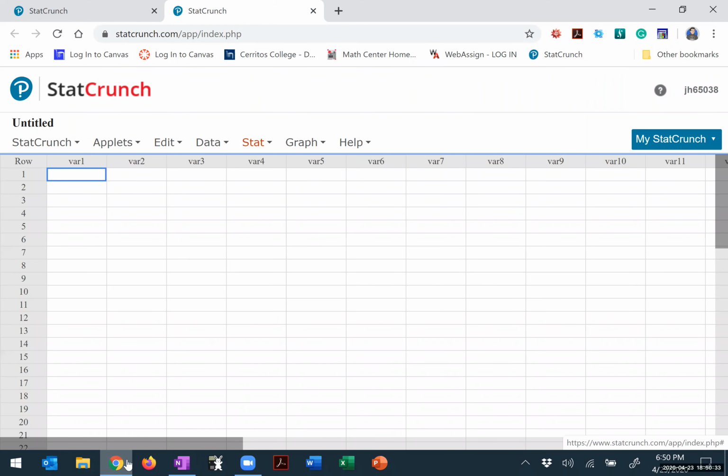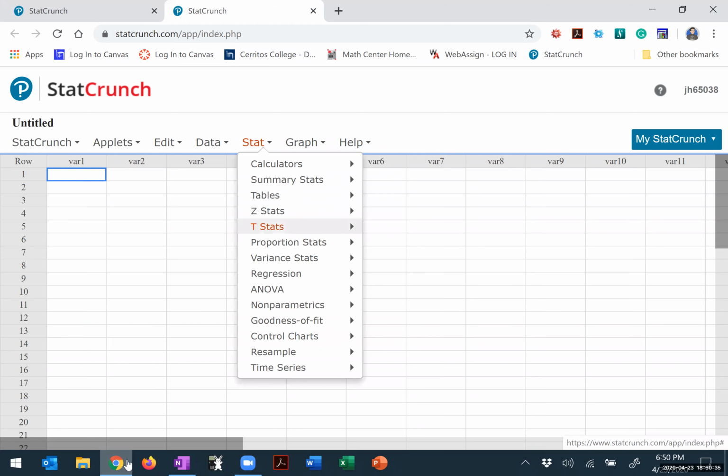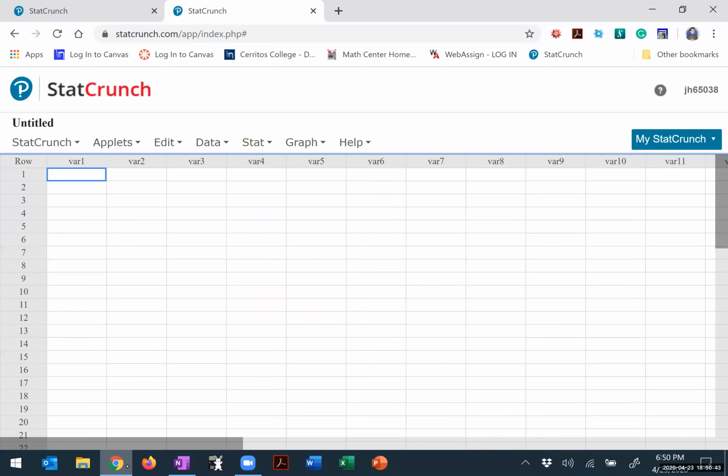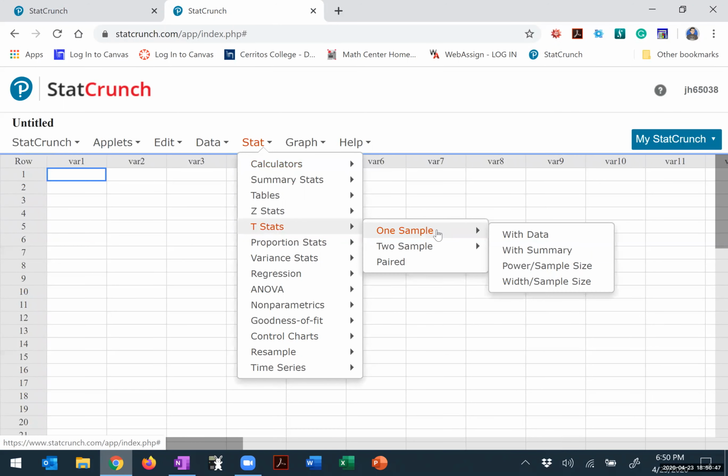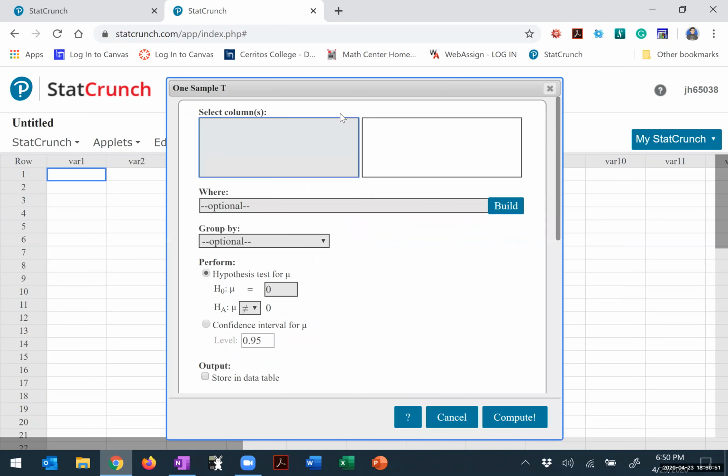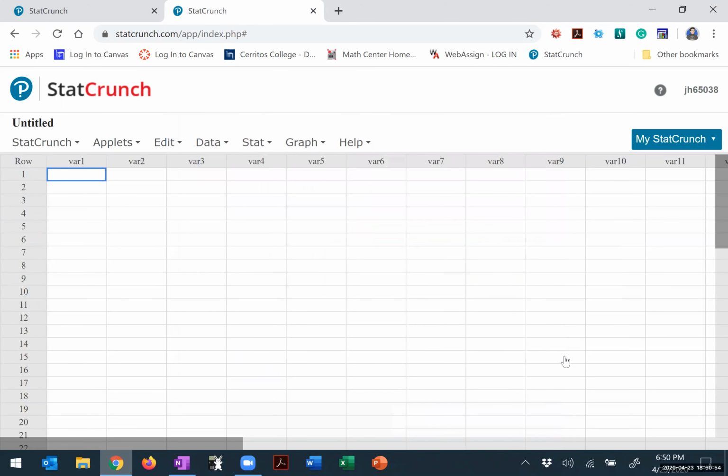Okay, and then we're going to go Stat, T Stats. Let's try it again. Stat, T Stats, one sample. This time it's with data. Oh, I have to put in my data first. So let me type in my data real quick.